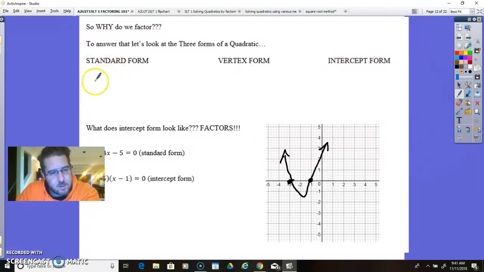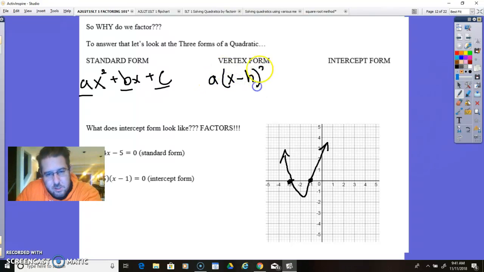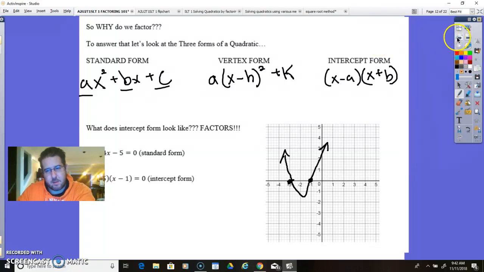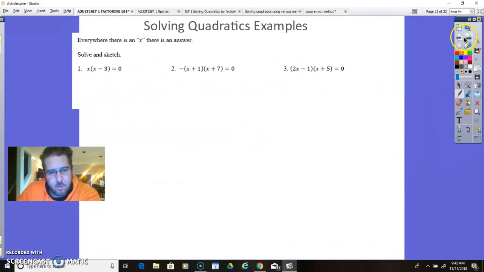So standard form is always ax squared plus bx plus c, when you have an a, a b, and a c. Vertex form is when you have a times x minus h squared plus k. And then intercept form is when you have your factors. So it's x minus something or x plus something else. So a and b, two numbers. This and this would be your two factors.